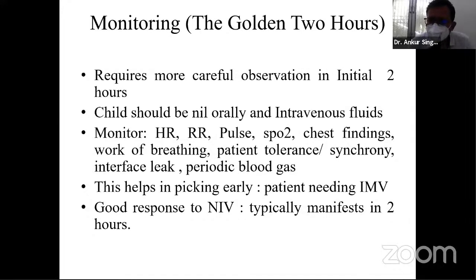What is happening nowadays is you call the resident and ask what is the saturation. The resident will tell you, sir, saturation is 95%, heart rate is 120. That's it, monitoring done. No, we have to monitor the patient as a whole. Work of breathing is a very important component of monitoring. Also patient tolerance, synchrony, interface leak, and periodic ABG gases you have to do. This will help in picking early the patients needing intubation. You can decide very easily whether this child is going to tolerate CPAP or we have to move to higher respiratory support.